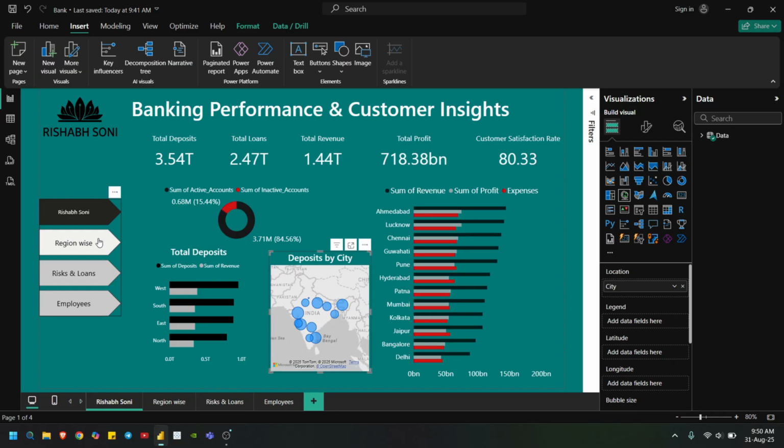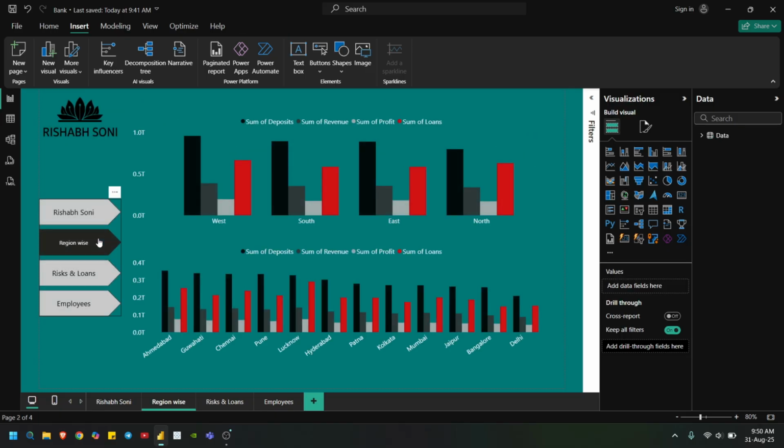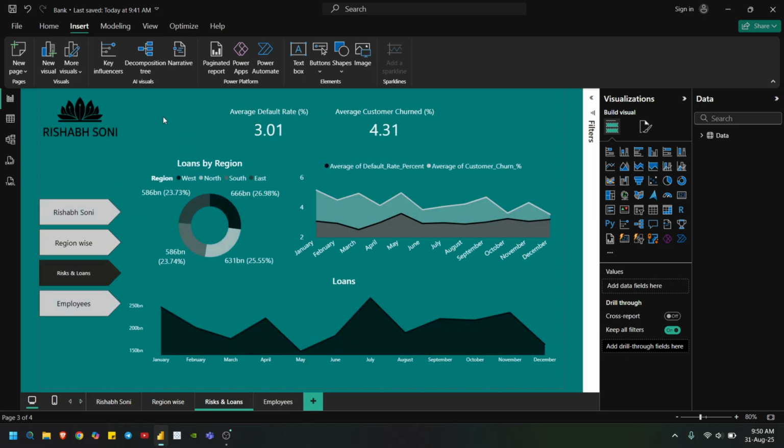Coming to the next page, this tells the deposits, revenue, profit, and loans as per the region as well as the city. The next page shows the average default.